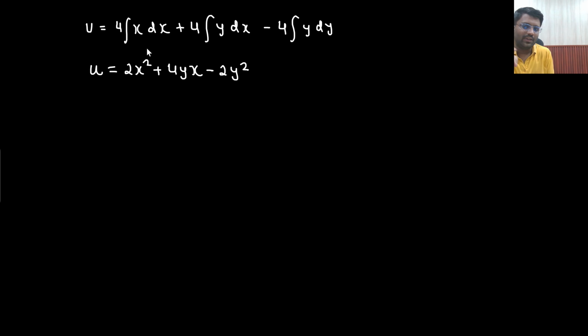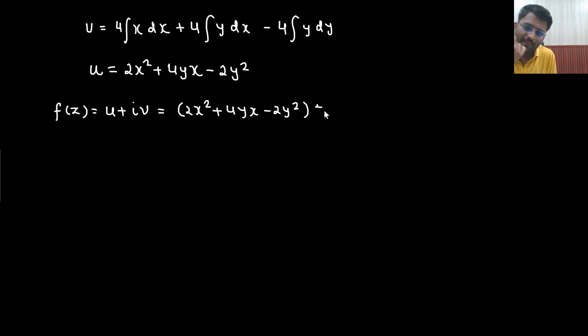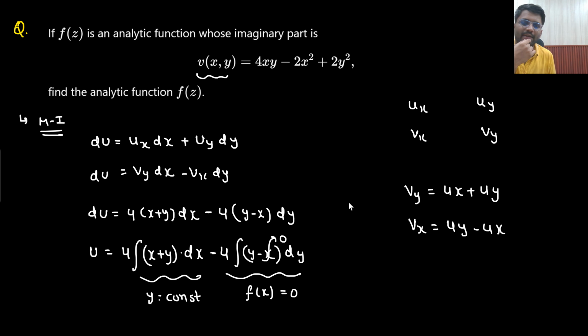4x square by 2, that would be 2x square plus 4, y will be treated as constant, integration of dx would be x, minus 4y square by 2 minus 2y square. This is the value of u you are getting. Okay. So what is your f of z? F of z is u plus iota v, which will come out to be what? 2x square plus 4yx minus 2y square plus iota v is nothing but, what is v?